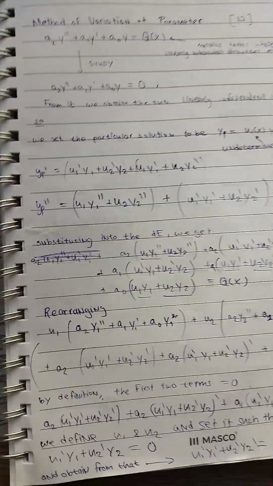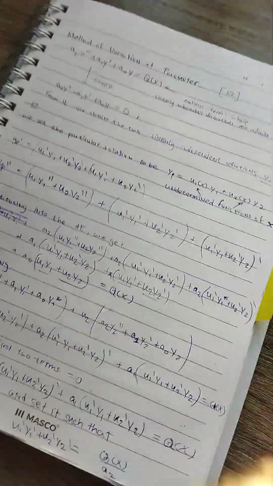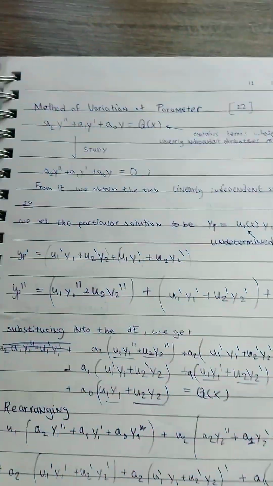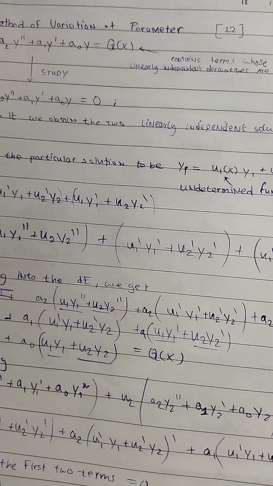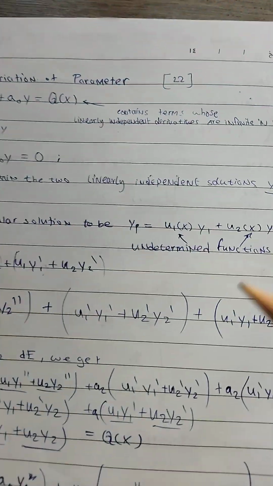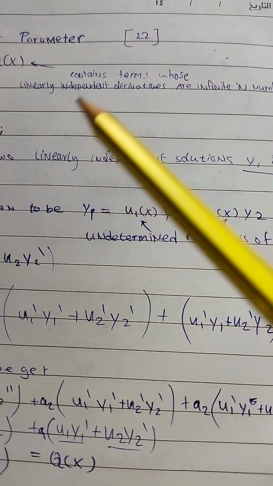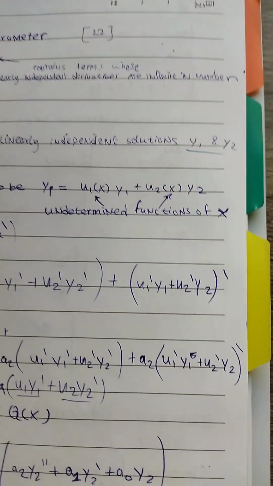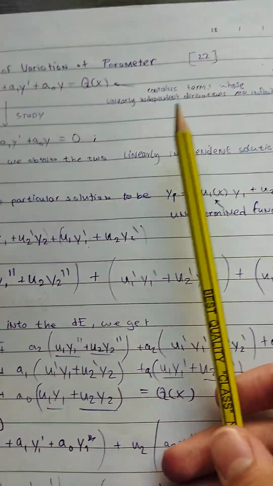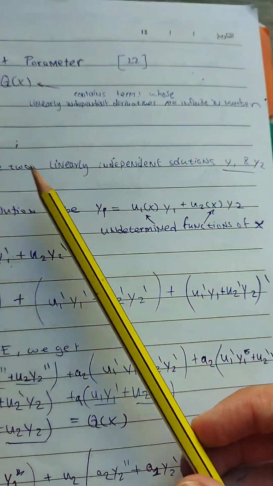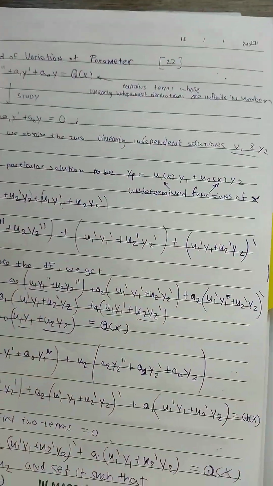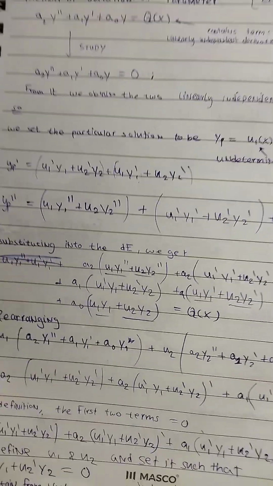The method of variation of parameters is used for an nth order linear differential equation with constant coefficients equal to q of x, a function of x which may or may not contain terms whose linearly independent derivatives are an infinite number. It can be used whether or not it has those conditions. So that's what's useful about it. It's sort of absolute.